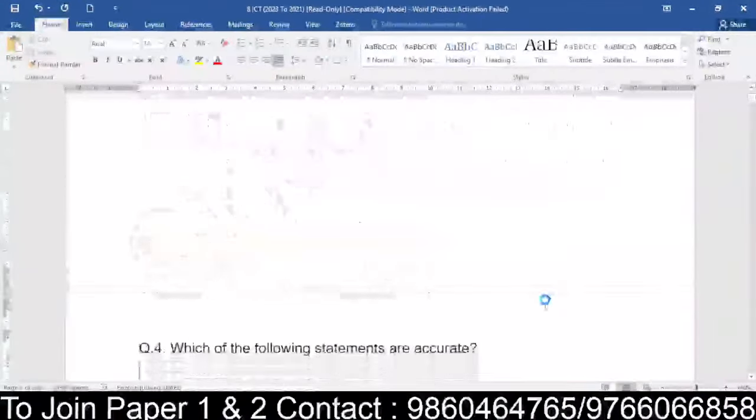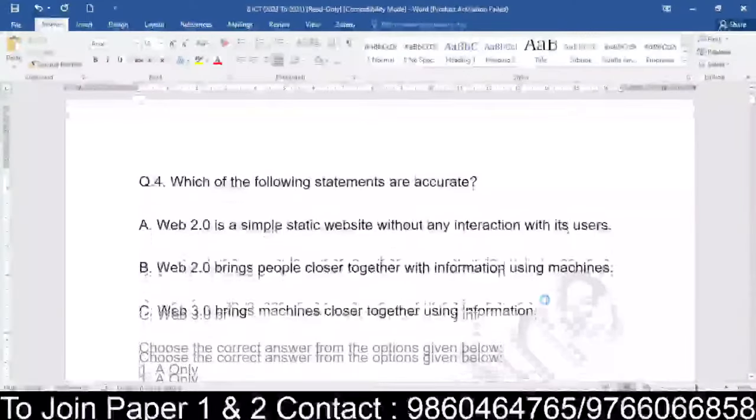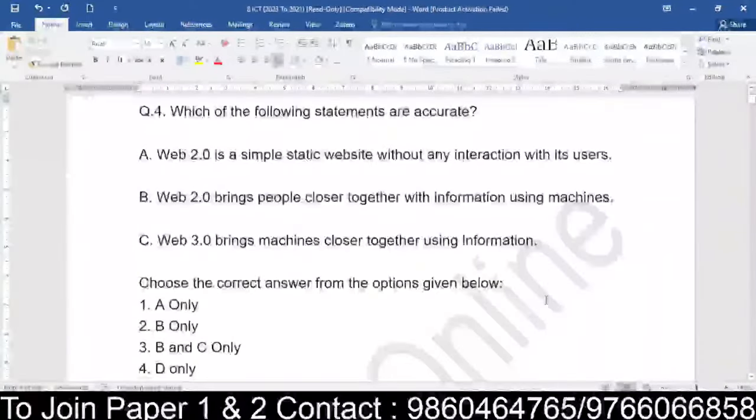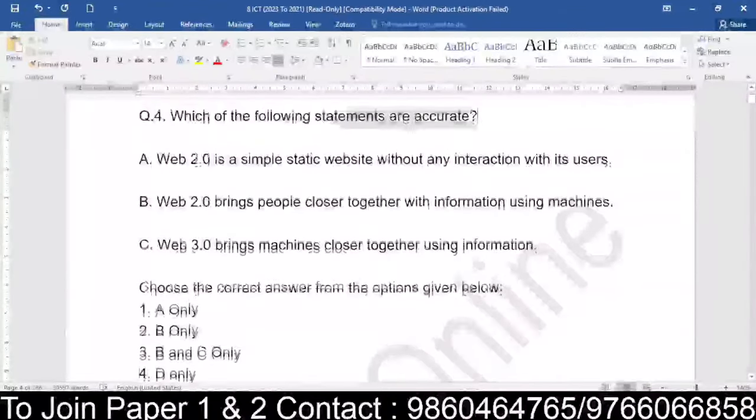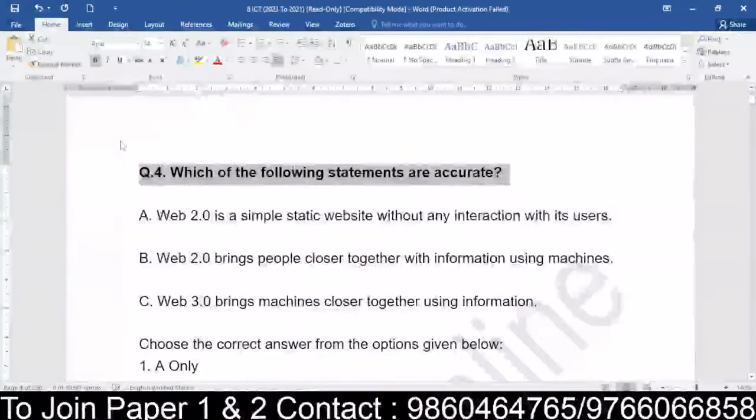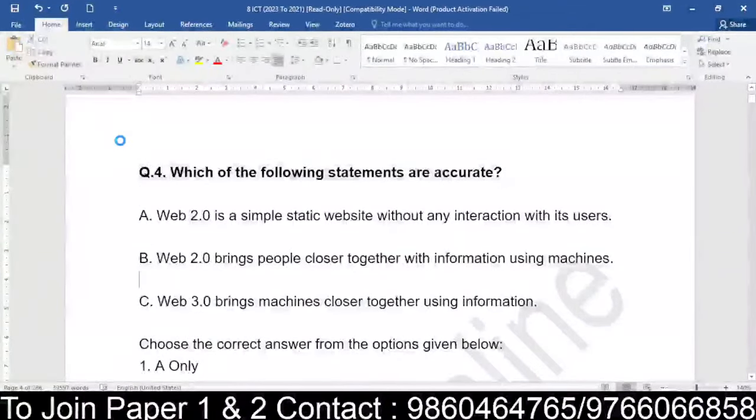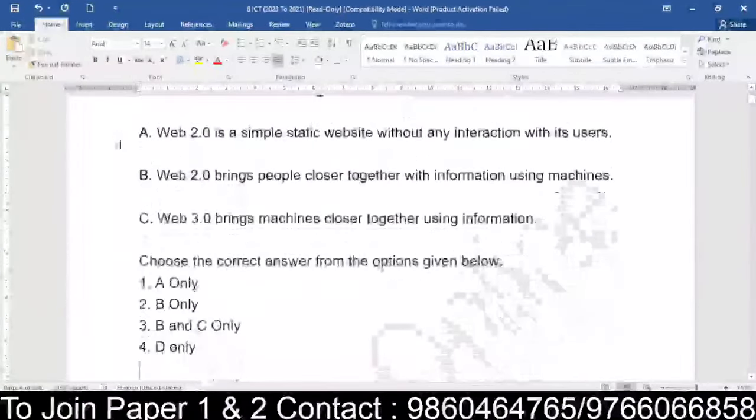Okay, coming to question number 4, everyone. Now I have also taught you Web 1.0 to 3.0. I have taken all these three. You can refer to my theory class. So which of the statements are accurate? They have given certain statements to you, and below is the list of the options.